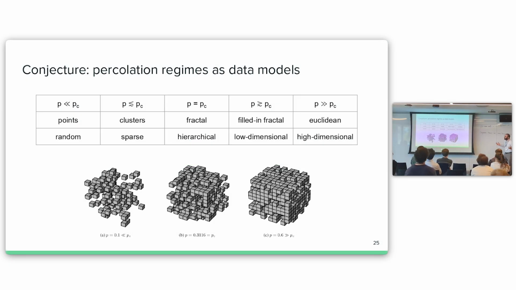So a conjecture that we could make is that in this percolation model, we have one free parameter, which is this occupation probability P. And as we vary that parameter, different percolation regimes give us different data models. Starting at the far left, if you have P far below criticality, then this corresponds to just disconnected points, so essentially random data. It doesn't admit any real generalization and must just be memorized.